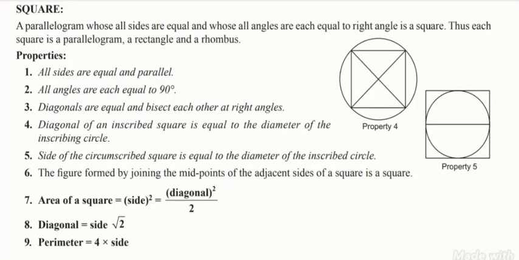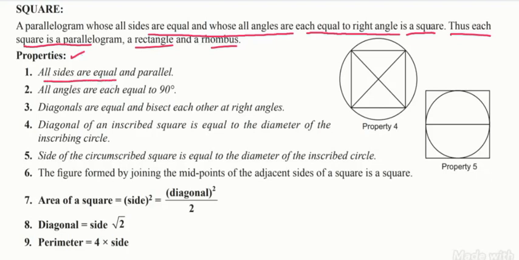The next one is square. A parallelogram whose all sides are equal, whose angles are each equal to right angle, is known as square. So you have to note down here: parallelogram in which all sides and all angles are equal, okay, that too equal to 90 degrees, then it is known as square. Thus, each square is a parallelogram, rectangle, rhombus. Square we can call as parallelogram, rectangle and rhombus. So very important.